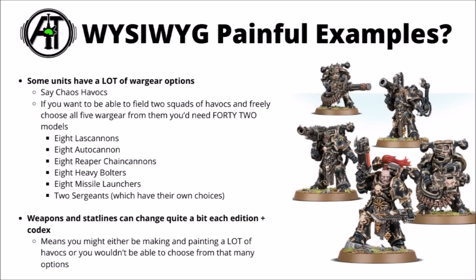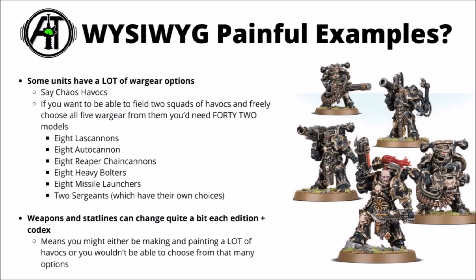Say for example, units that have a massive amount of war gear choice, things like Chaos Havocs. Say if you were a Chaos Space Marine player and just wanted to collect an absolutely enormous army over the years, if you wanted to be able to just field 2 squads of any war gear option for the Havocs, you need a fairly crazy 42 miniatures just to field your 10 Havocs in any combination.